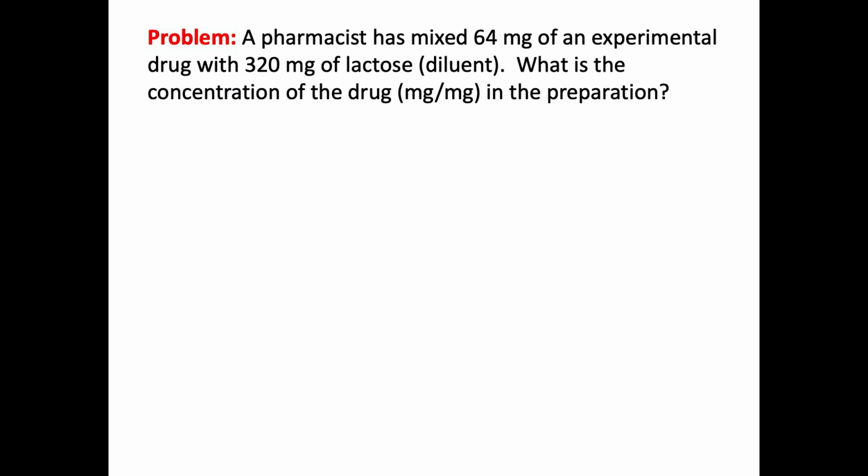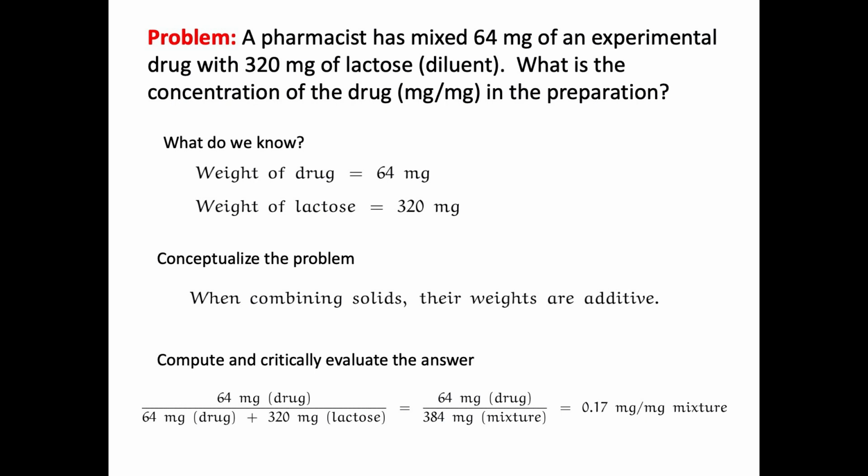It says, a pharmacist has mixed 64 milligrams of an experimental drug with 320 milligrams of lactose, which is simply used as a diluent. What is the concentration of the drug expressed in milligrams of the drug per milligram of the total mixture? Okay, so with that, see if you can answer this question. It is pretty straightforward. Rewrite what you know and then figure out how to go about solving for your final answer. All right, I'll show you my work for this problem here.